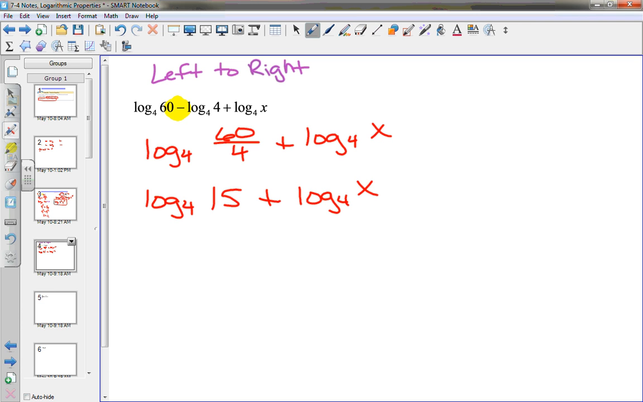Now, how are those two log base 4s attached? Addition. So what does that mean in log world? Multiplication. So now I can multiply the 15 and the x together. So log base 4 of 15 times x. And then this is done. I cannot do anything else with that.